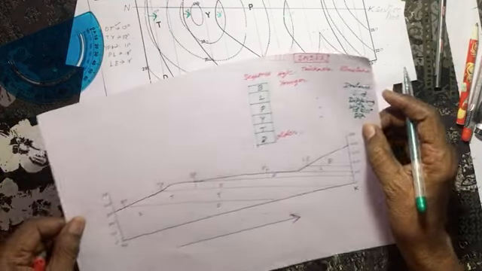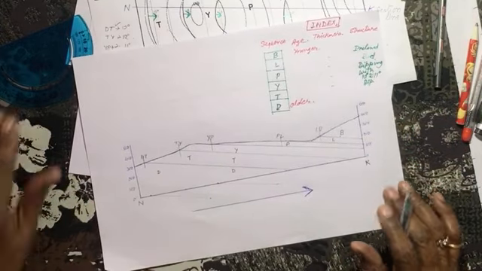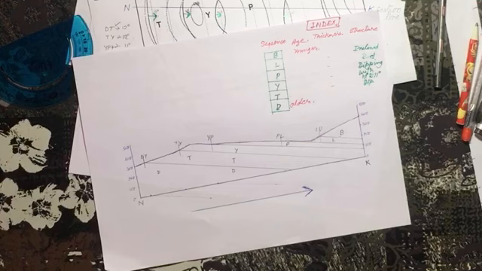We can find it out on this. This is the index of the map, and this is the profile of the map. This is a section, the geological cross section along this map.